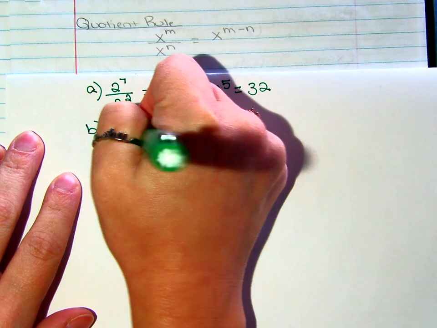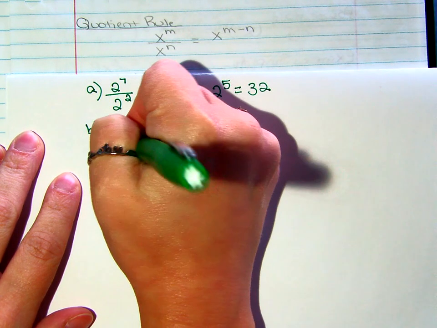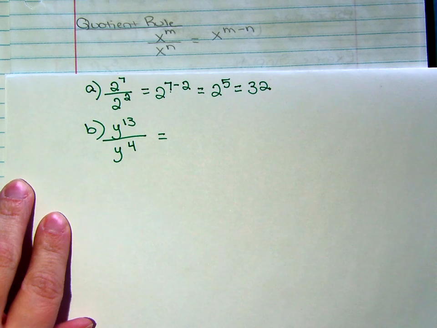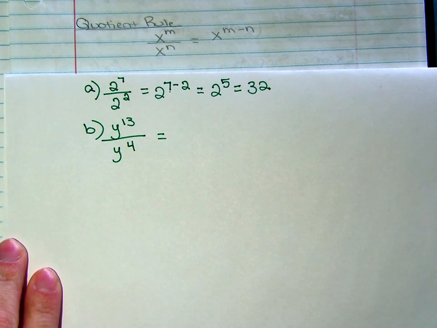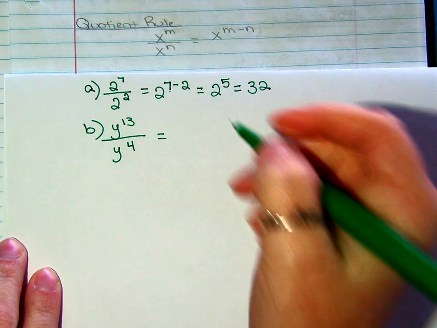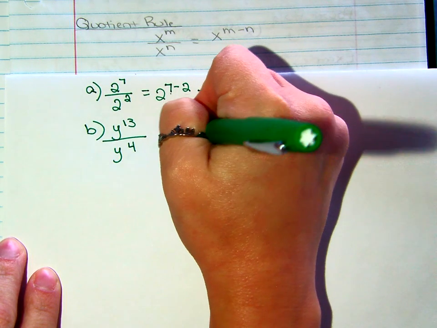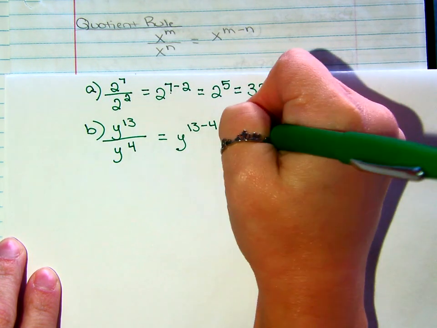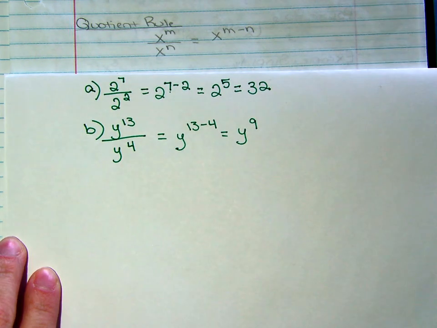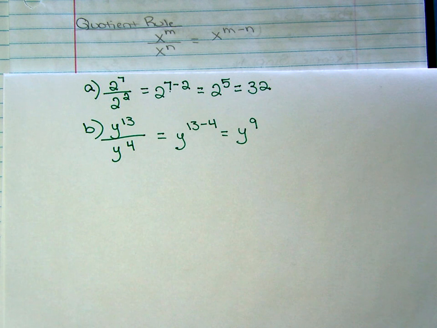Y to the 13th over y to the 4th. We can do it with our bases being variables. My top exponent is larger than my bottom, so again I'm going to apply my quotient rule. Take 13 minus 4, which gives me y to the 9th. In Pearson, when you click in your answer box at the bottom, which I can show at the end of class, there will be lots of little options for you to type in fractions and exponents. It will allow you to type these exponents in the way that they want you to.